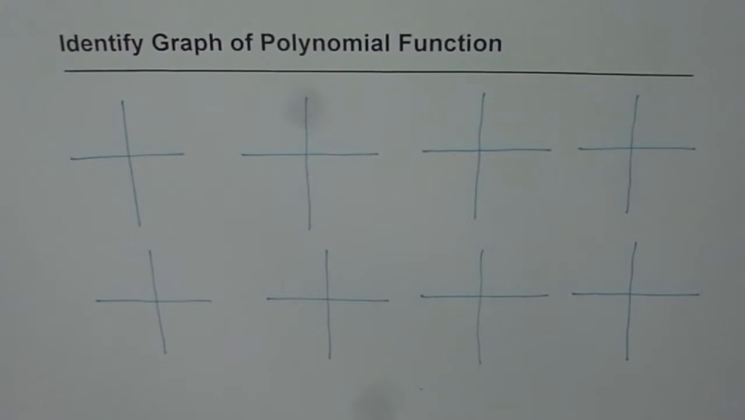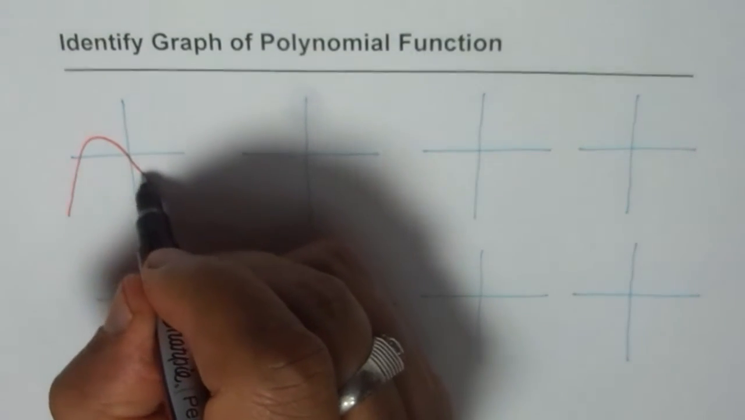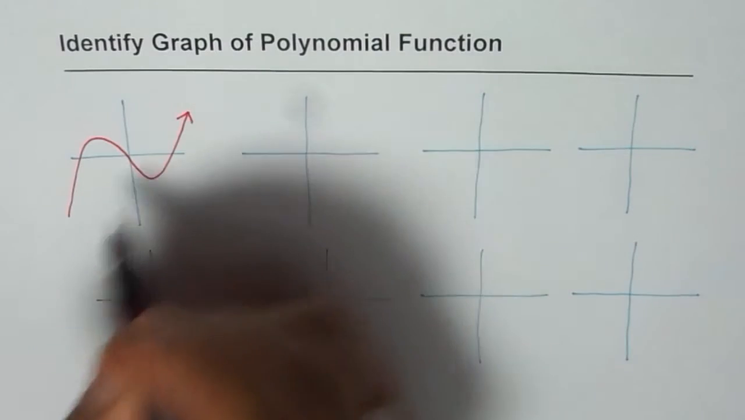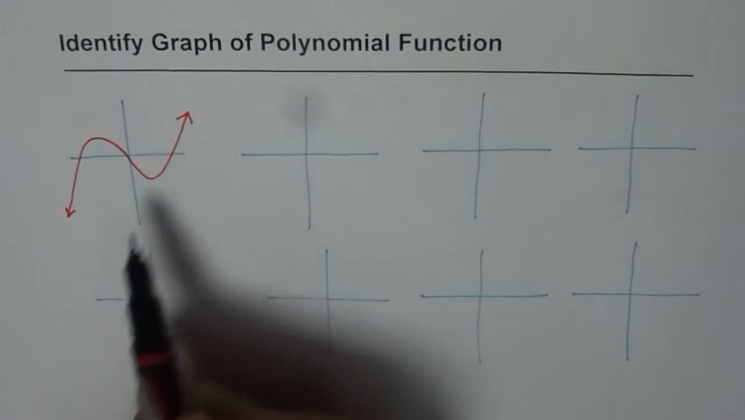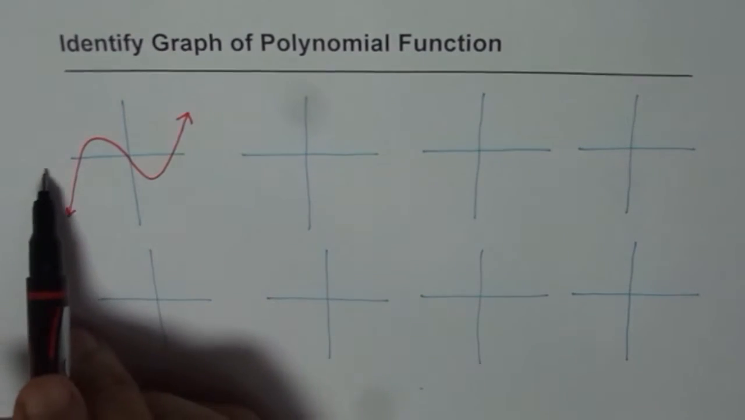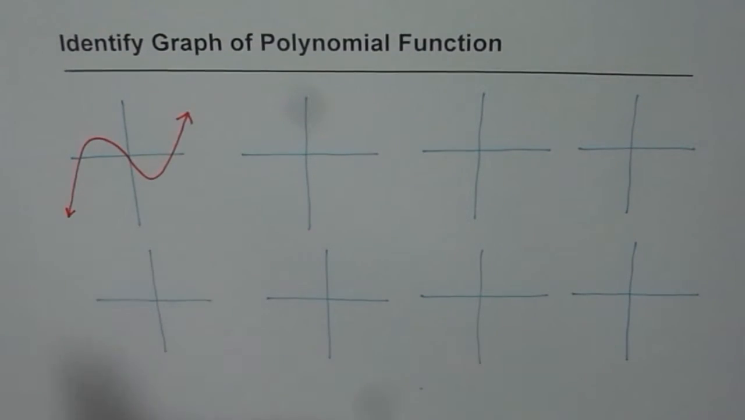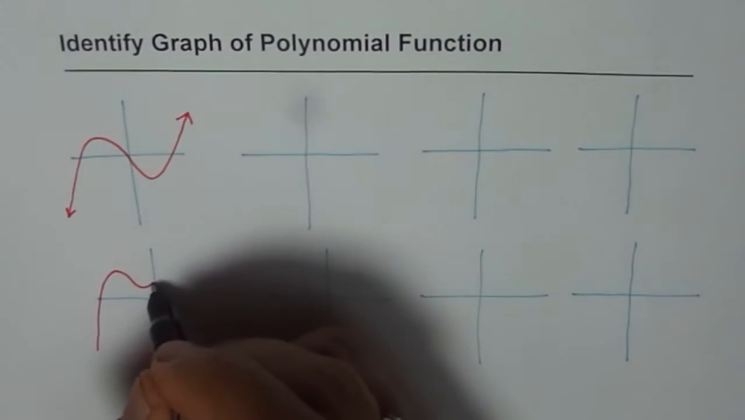Okay, so the first one which I am drawing is kind of like this. Is this a polynomial or not? Well, a very smooth curve moving from minus infinity to plus infinity with continuous domain is definitely a polynomial. So this one, no doubt, is a polynomial. Normally you're looking for such a graph, right? Or we could do something like this.